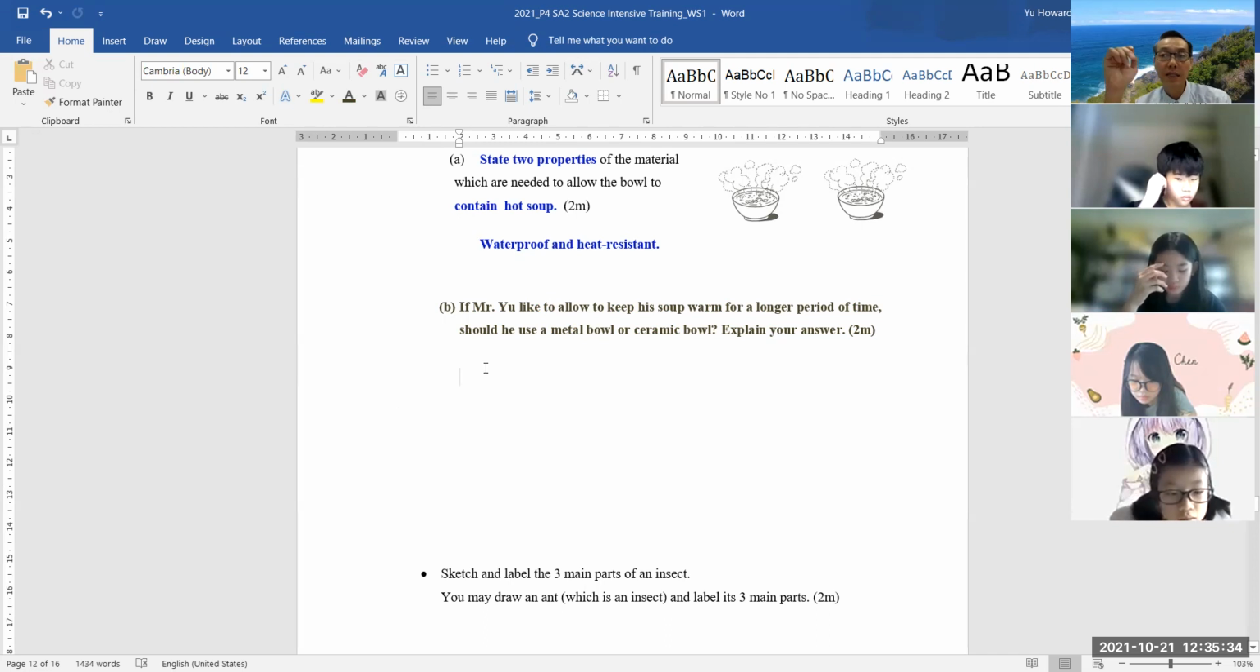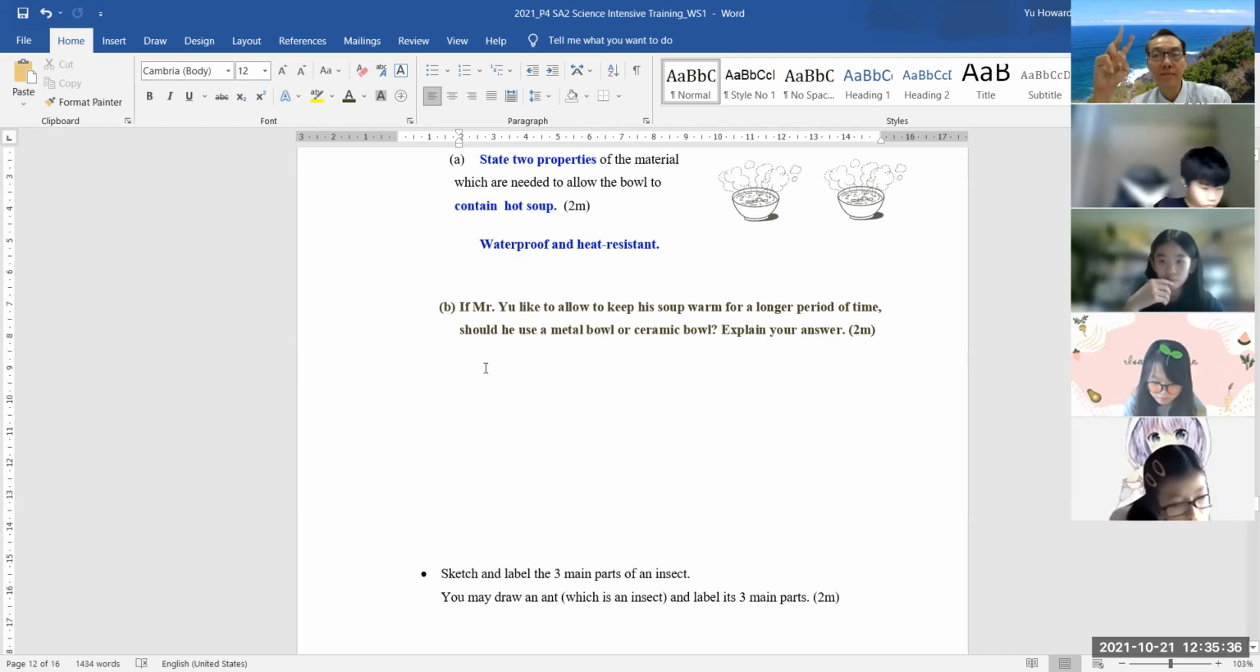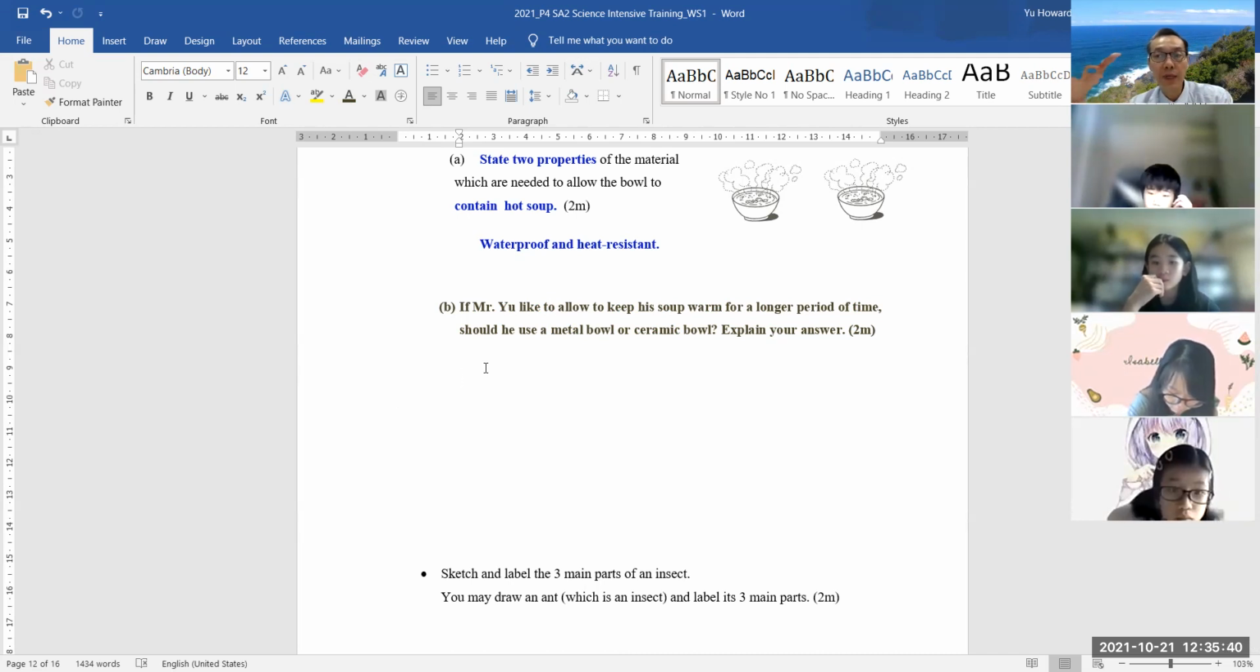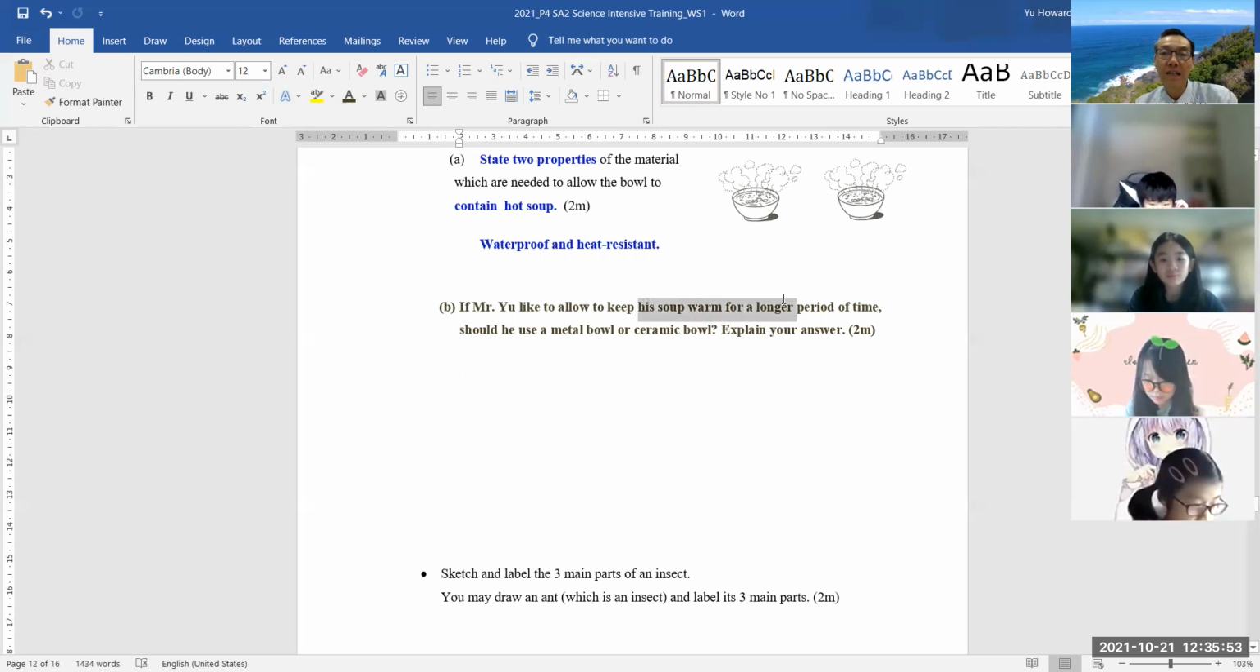Okay, you can see sometimes here got 2 purposes. Sometimes they want the student to identify the material that will keep the soup warm. Sometimes they want the student to identify the material so that the soup can be cooled faster. So the purpose here is to keep the soup warm. So you underline this part: keep the soup warm for a longer period of time.